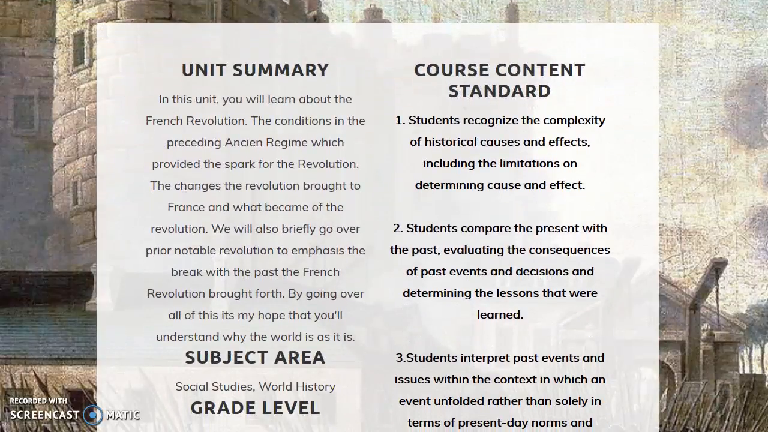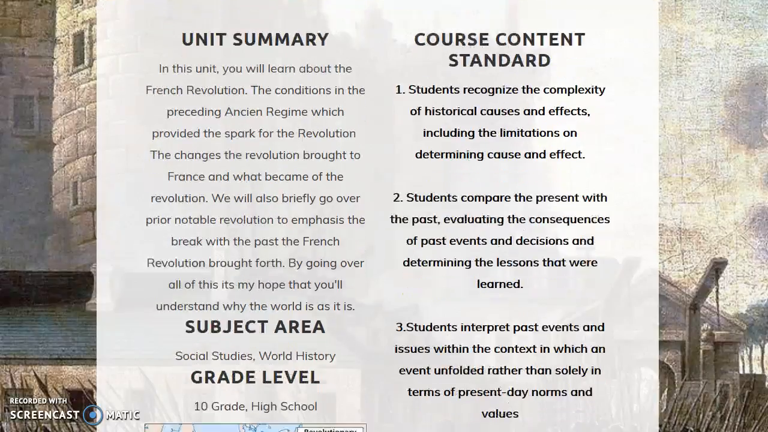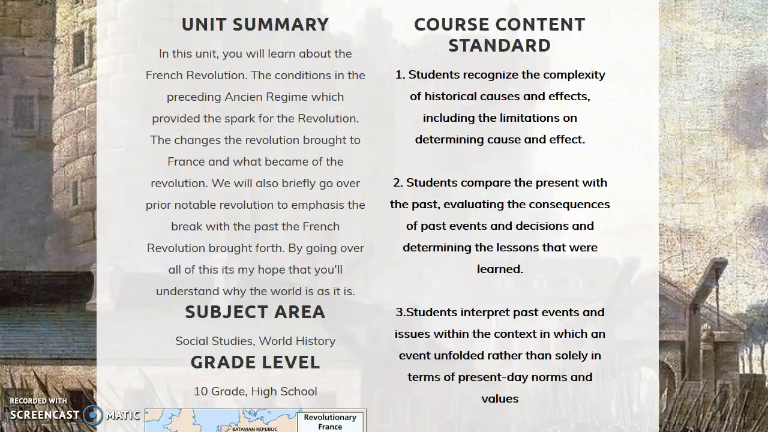In this unit, you will learn about the French Revolution, the conditions in the preceding Ancien Régime which provided the spark for the revolution, the changes that revolution brought to France, and what became of the revolution. We will also briefly go over prior notable revolutions to emphasize the break with the past the French Revolution would bring forth. By going over all this, it is my hope that you understand why the world is as it is. This is a social studies class in world history for the 10th grade level.